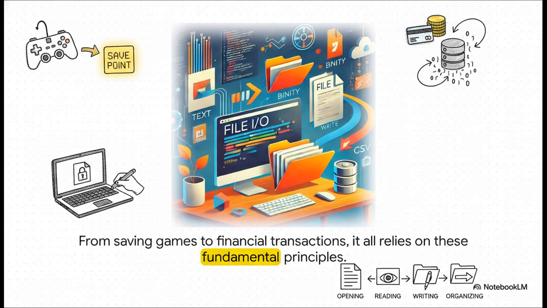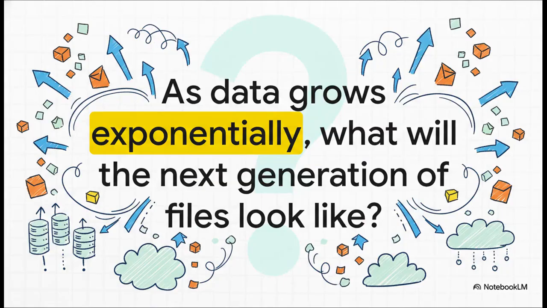And that really brings us full circle. From the moment you save your progress in a video game, to a bank processing millions of financial transactions a day, to just you typing up a simple document, all of it, every single bit of it, is built on these fundamental principles of opening, reading, writing, and organizing files that we've been talking about. The thing is, we are generating more data right now than at any other point in human history. Every click, every save, every post adds to the pile. So the real question becomes, as this data explosion continues, what does the next evolution of file handling even look like? How are we going to manage it all?